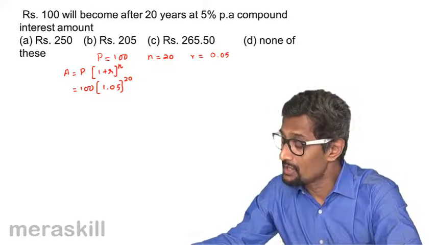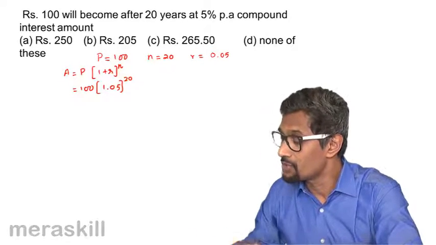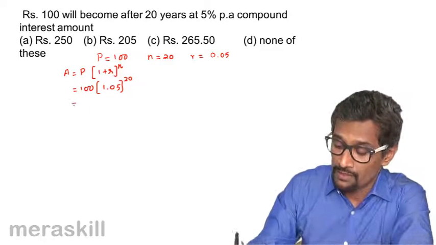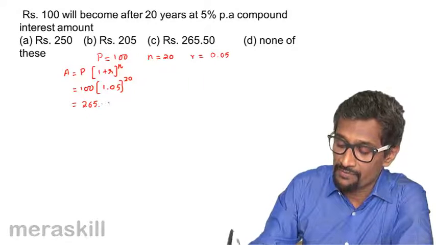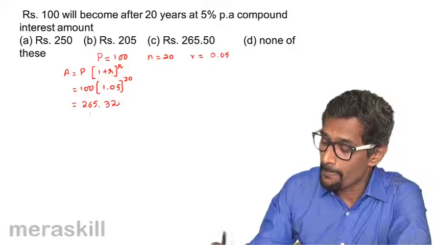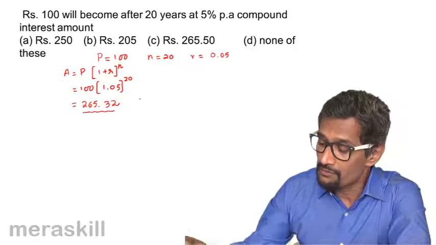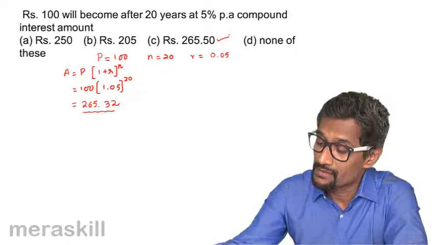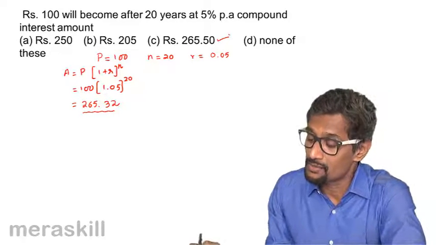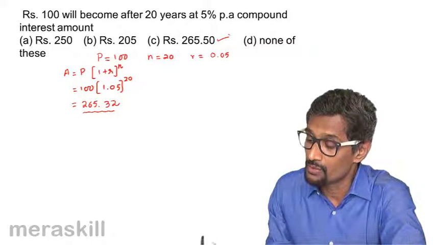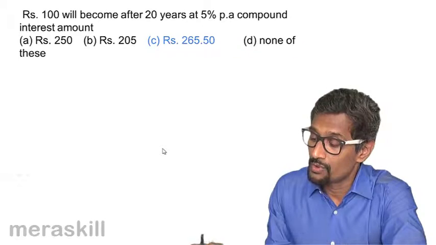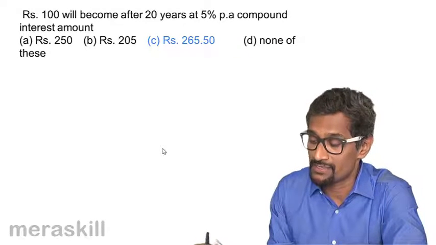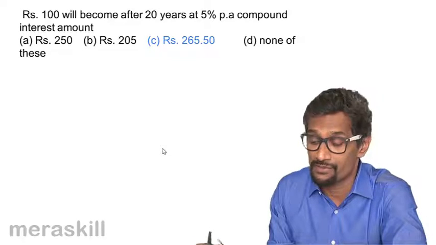So you get 265 odd rupees, 265.32 roughly, which is roughly equal to this. So we can take this as the correct answer, 265.32. So roughly, if it's a few paise here and there, this can be taken as the answer. So 265.50.